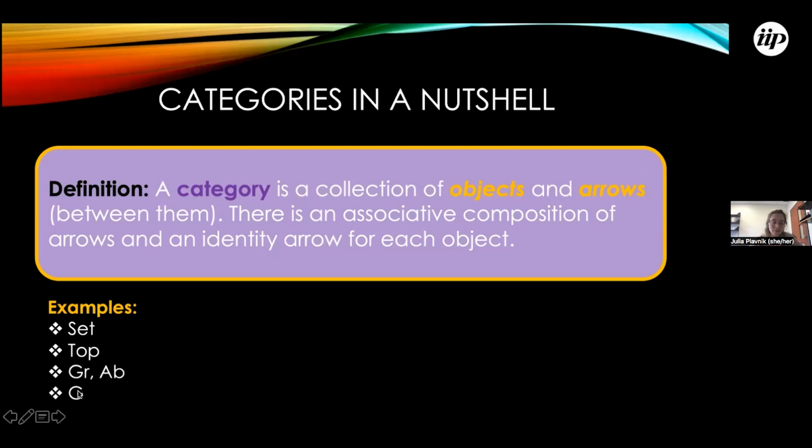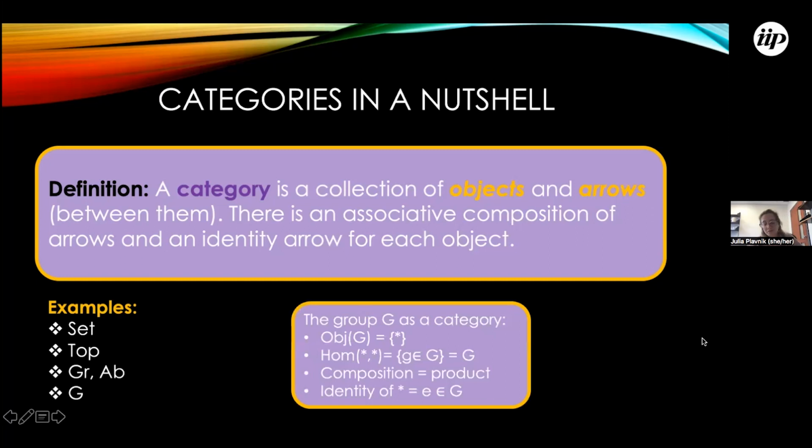And this last example is G. Let me give you this example in more detail. For me, G will be a group, and I want to look at this group G as a category. There are many ways to look at this group G as a category. Disclaimer, I will do one example. So the objects in this category G will be just one object that I will call star. It doesn't matter, it's the category with one object.